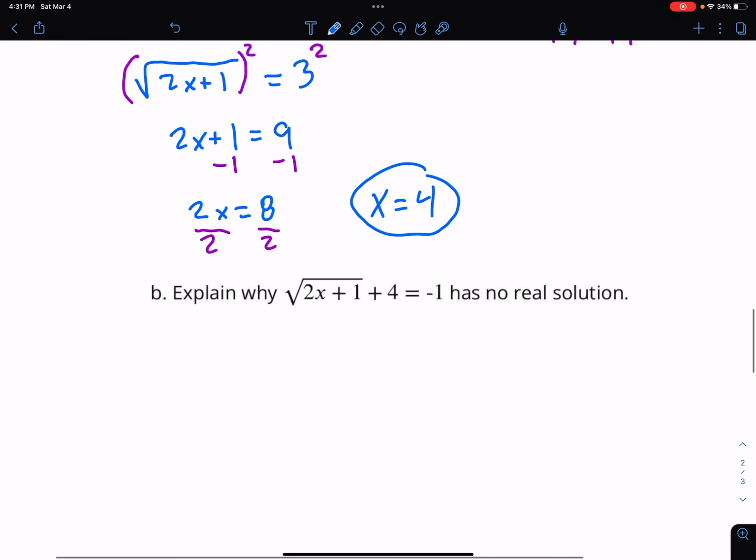Do you know what? I cut this out of the test. I don't think I'm going to even ask you about this. Let's skip this part, cool?